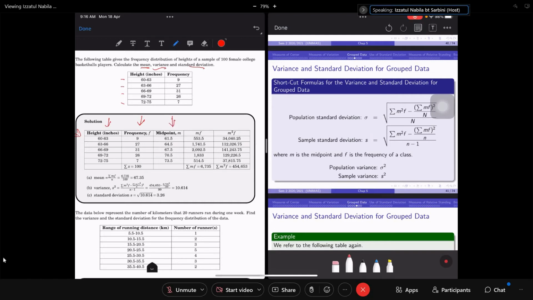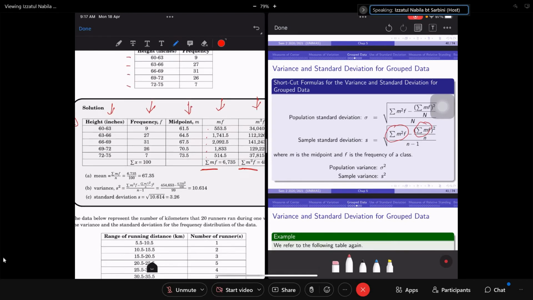Okay, you need to calculate this because M is the midpoint, and you need to calculate M times frequency, MF. And then you also need M square F. You see here, M square F. So that's why you have to do this table first. Okay, and then once you have that, you just calculate for every group, and get the summation of MF and the summation of M square F. Once you complete the table, that will be easier for you now.